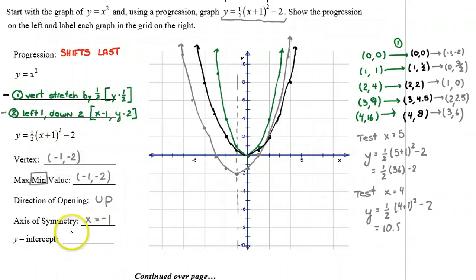And then to find the y-intercept, we're going to set x equal to 0, so y is equal to 1/2 times 1 squared minus 2. So we're going to get 1/2 minus 2, which is equal to -1 and 1/2. Okay, so I went through that math there, but you notice we actually have the y-intercept right there, 0, -3/2.